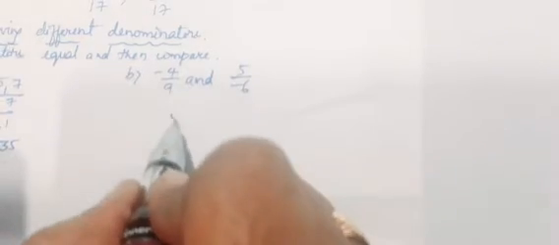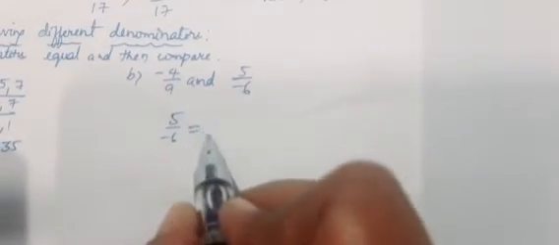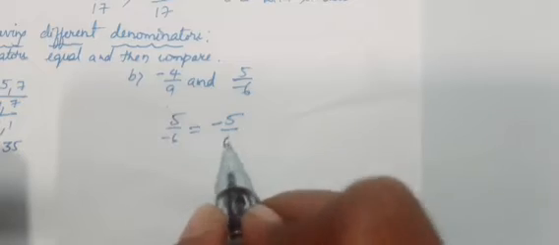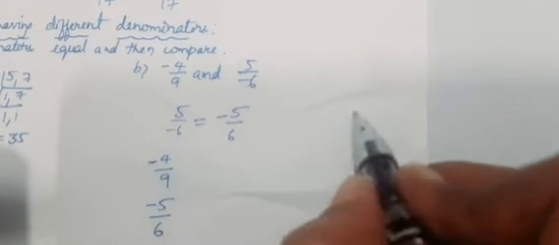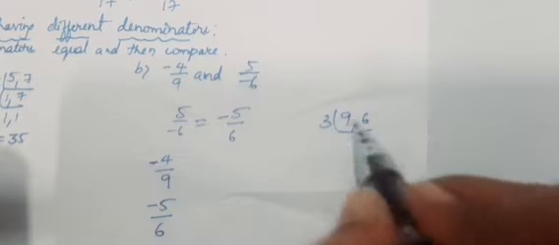Children, in the next problem we have minus 4 by 9 and 5 by minus 6. You can observe here minus 4 by 9 is in the standard form, whereas 5 by minus 6 is not in the standard form. To make it in the standard form, we simply take the minus sign to the numerator, which becomes minus 5 by 6. Now we have two rational numbers, minus 4 by 9 and minus 5 by 6. The two denominators are different, so we take the LCM.